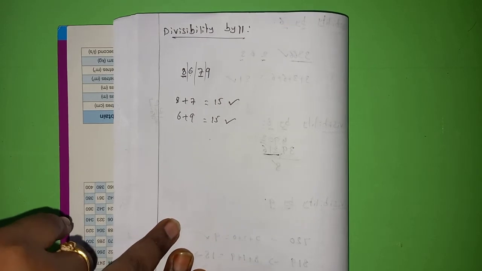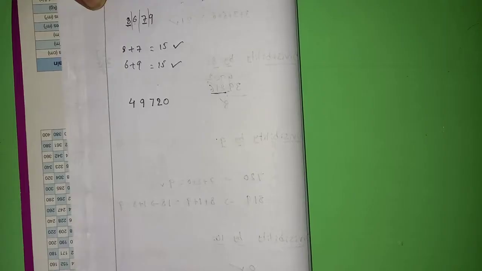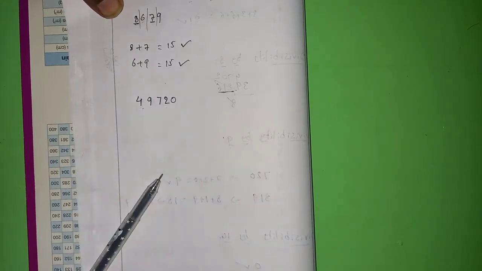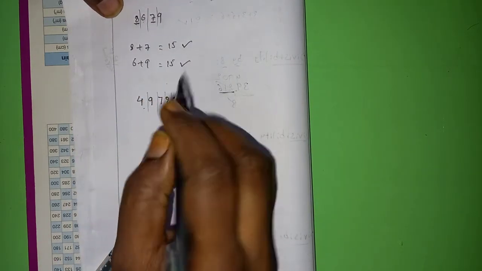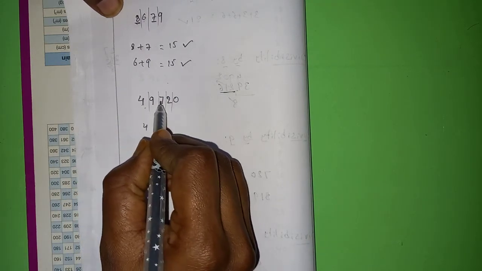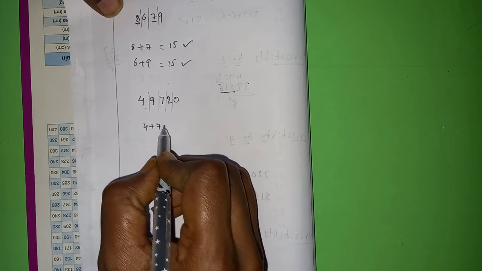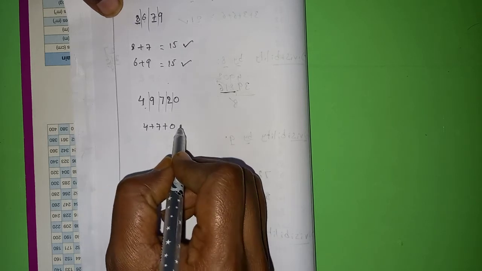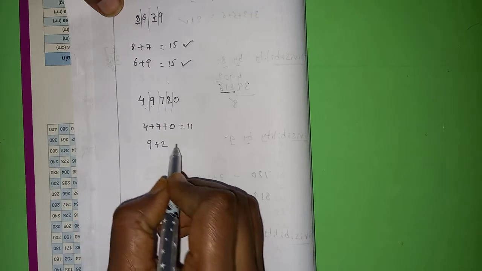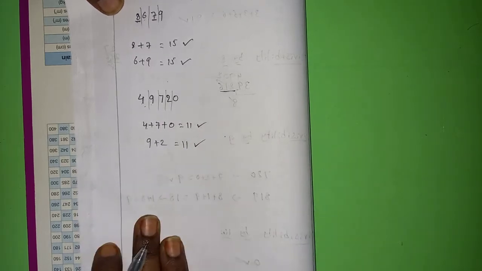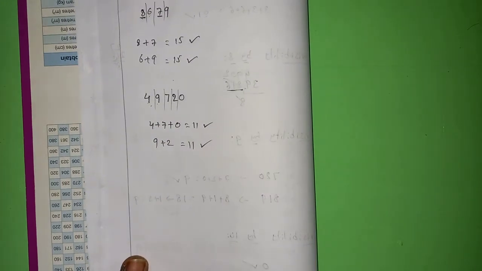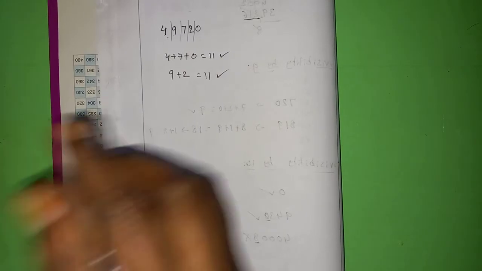For example, let us take one more number, 49720. Okay. 5 digits. You have to add 1s, 3s, 5s. Odd number places, 4 plus 7 plus 0. What is the answer? 11. Here 9 plus 2. What's the answer? 11. So both the numbers are same. So this number is divisible by 11. Understand? Okay.